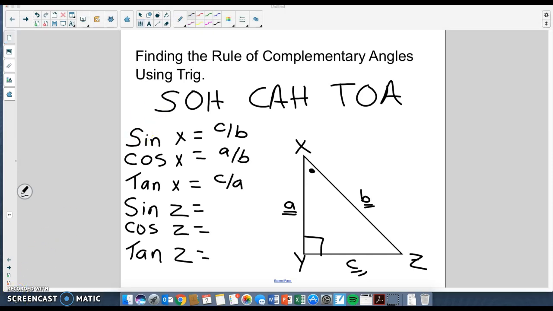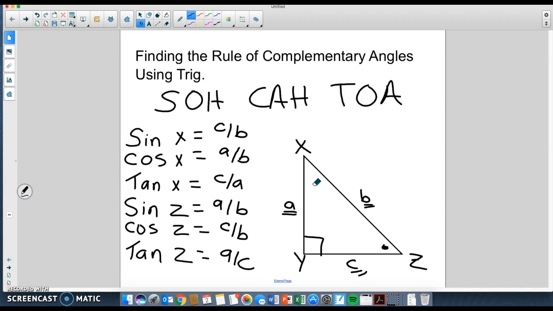All right, moving on. Our angle of reference is going to change from x to z, and we are going to use the exact same approach. So once again, sine is opposite over hypotenuse. So the opposite side of z would be a, and the hypotenuse still remains b. The cosine of z would be adjacent over hypotenuse, which would be c over b, and the tangent, which is opposite over adjacent, which would be a over c.